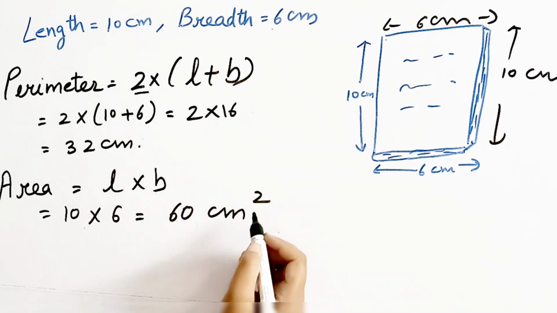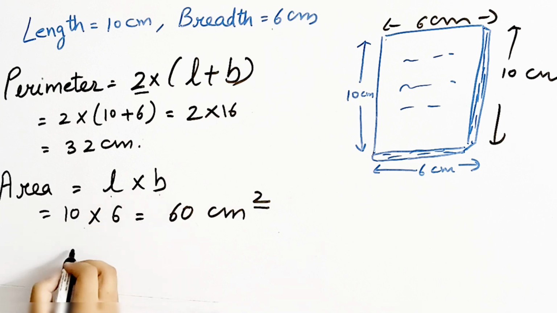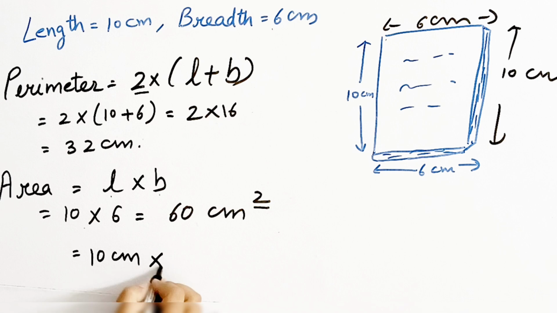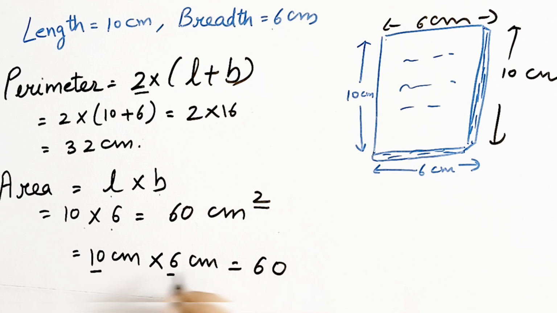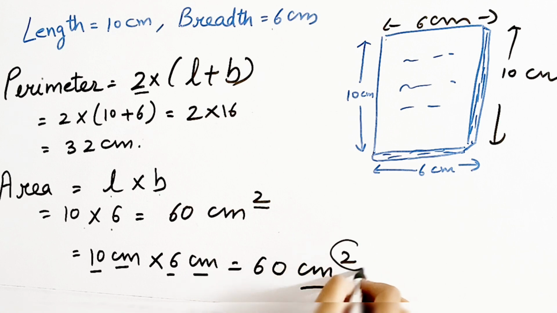Just a quick explanation of why we are using square here: because we are multiplying 2 dimensions. Length is actually 10 centimeter and breadth is 6 centimeter. So when we multiply 10 by 6, it becomes 60, and when we multiply centimeter with centimeter, it becomes centimeter square. That's why we use square in centimeter.